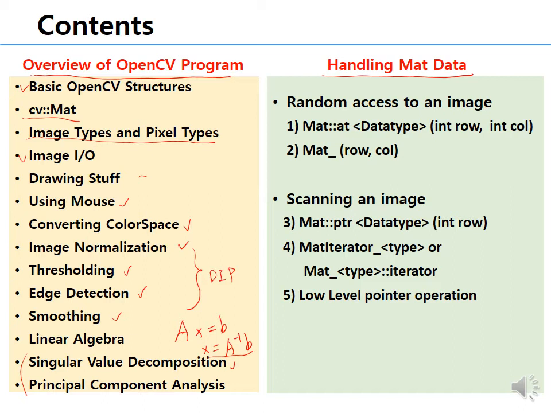And the second part, the Mat data part, we will learn five ways to handle the Mat data. The first is the Mat method, and the Mat row and column method, and the Mat pointer method, and the Mat iterator, and the low-level pointer operator. So we need to select one of these methods to handle the Mat data.